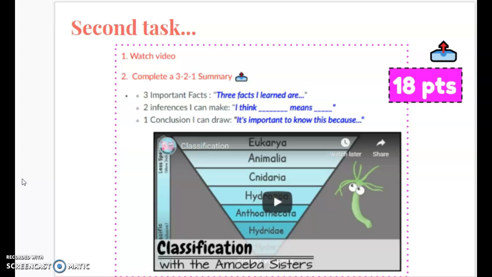For the last one, it's important to know this because, please, don't relate it to passing a test or doing well in class. Relate it to something scientific or to the bigger world and the importance of classifying.